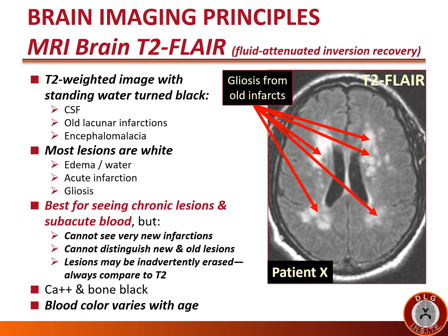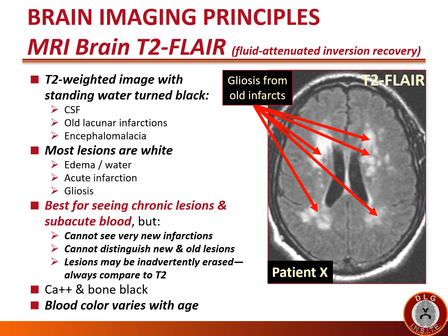MRI brain T2 FLAIR images are very useful. FLAIR is an acronym standing for Fluid Attenuated Inversion Recovery. T2 FLAIR are in essence T2 weighted images with standing water turned black. So CSF becomes black, old lacunar infarctions become black, and encephalomalacia turns black. But like T2 weighted images, most lesions are white, such as edema, water, acute infarction, gliosis.